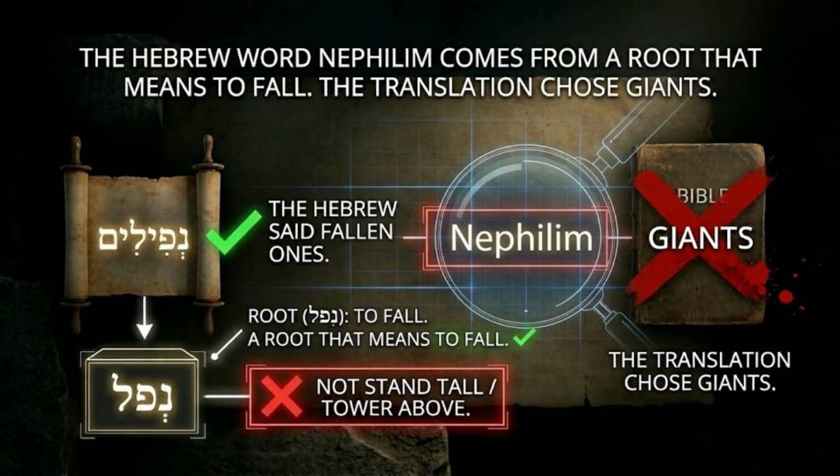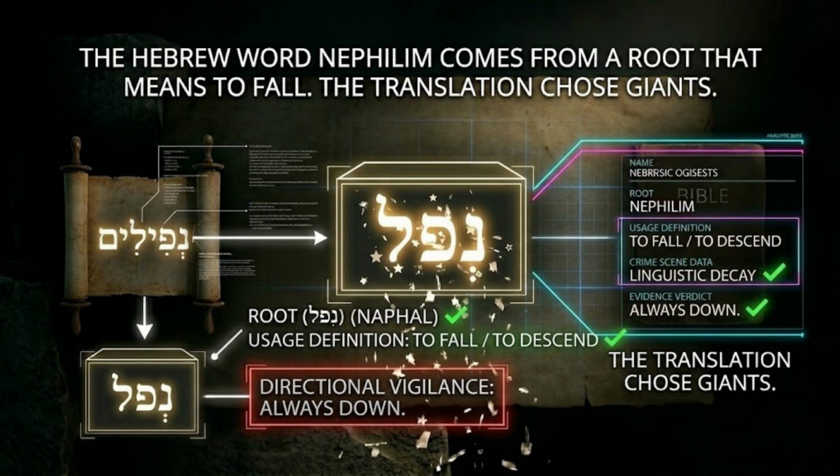The word is Nephilim, spelled in Hebrew, Nun, Pe, Yod, Lamed, Yod, Mem. And the moment you isolate the root, the three-letter base from which this word is built, the translation problem becomes immediately visible. The root is naphal. It means to fall, to descend, to come down from one place to another. In the Hebrew Bible, naphal is used when things fall from above to below, when an enemy falls in battle, when a lot is cast and falls to earth, when a person falls prostrate before God. The directional movement is always the same, down.